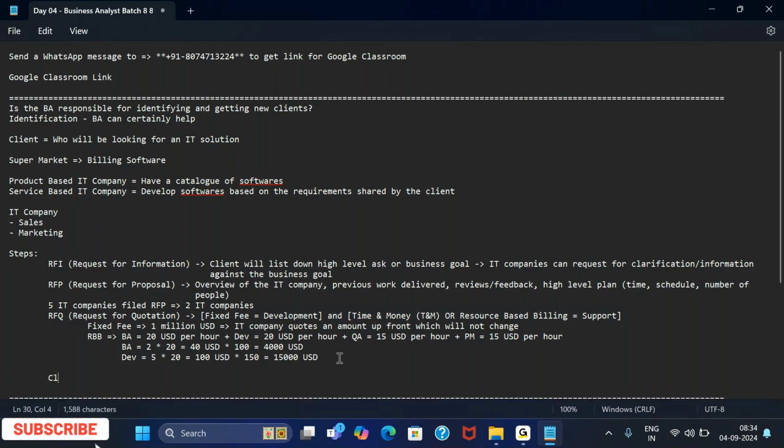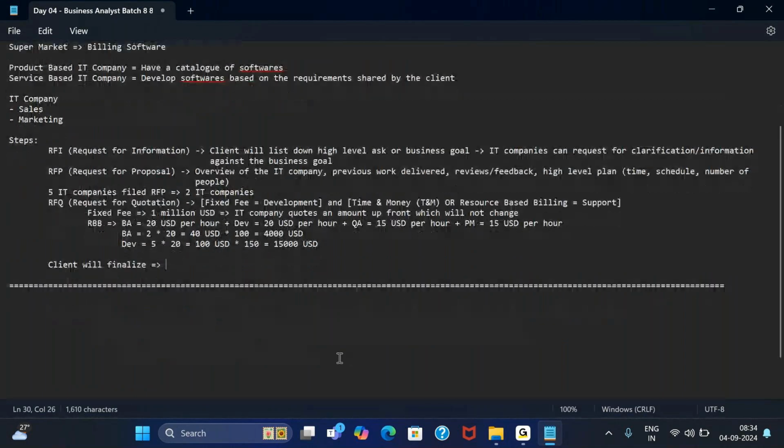Client will finalize. Now it is up to the client whether the client finalizes one IT company or two IT companies. So I'll not say it should be one only. Usually clients would like to work with only one IT company, but sometimes they keep multiple contracts as well.